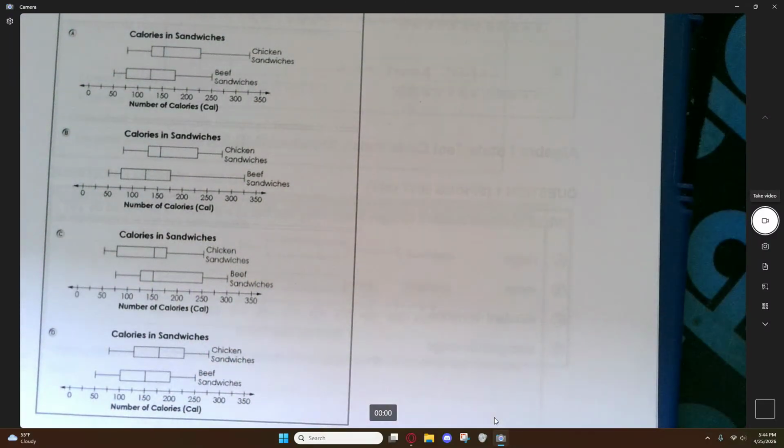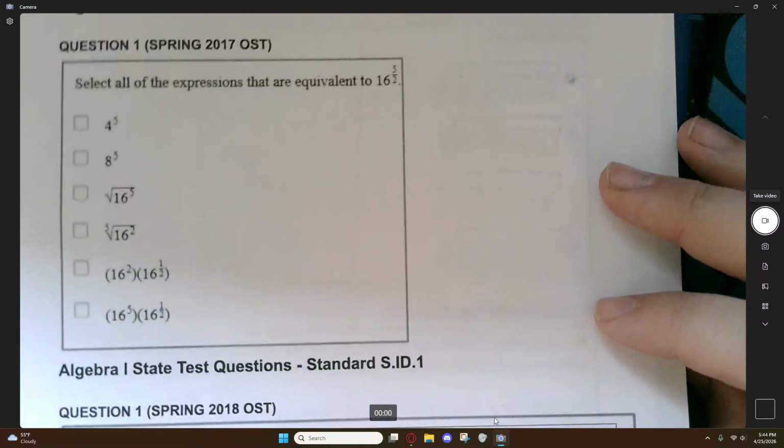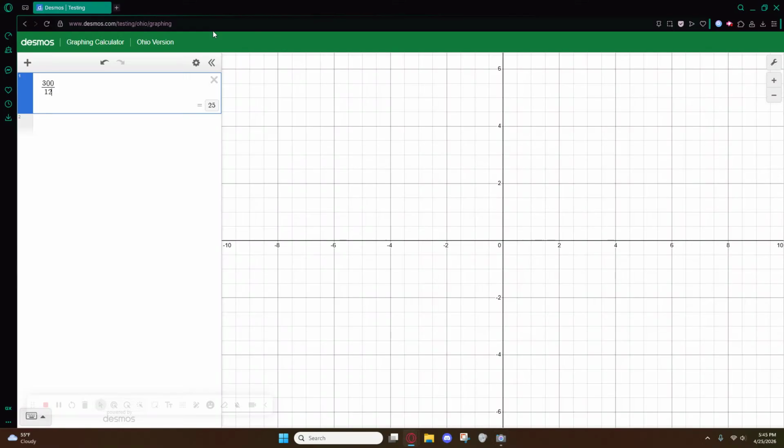Alright, so that's going to do it. Actually, no, we'll include this one in here too, as a freebie, because the standard is only one question. So, select all the expressions that are equivalent to 16 to the 5 halves. So, we'll go into Desmos. We're going to include N.RN.2 here. It's a freebie. We're going to put in 16 to the 5 over 2.